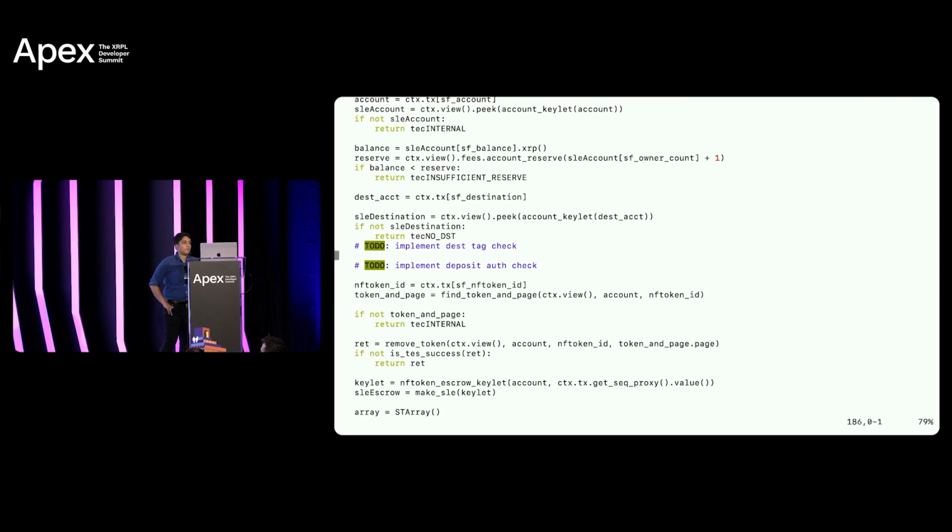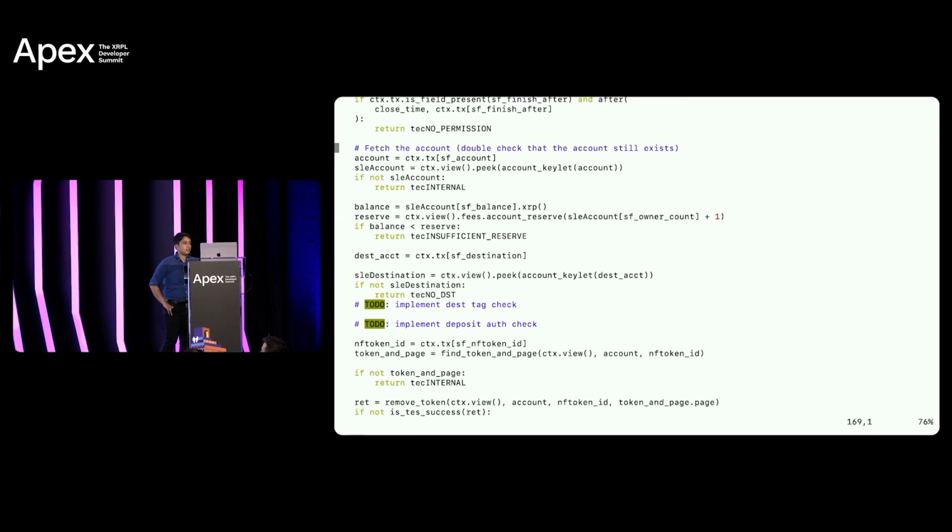So what you're doing here, we'll start here. You're fetching the account. You're fetching the ledger object for your account. And then you're making sure that the account still exists, just as a double check. Because otherwise it'll crash and you would rather throw an error instead of crashing.